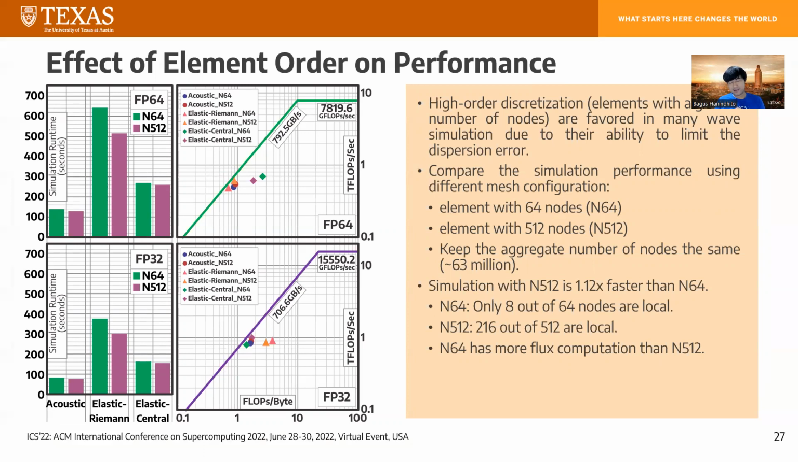The reason is that the 64 nodes per element mesh has more flux computation than the 512 nodes per element mesh, meaning that it has less local computation compared to the flux computation, which limits the performance. Therefore, we can conclude that high order discretization is also beneficial from a hardware perspective because of better locality.